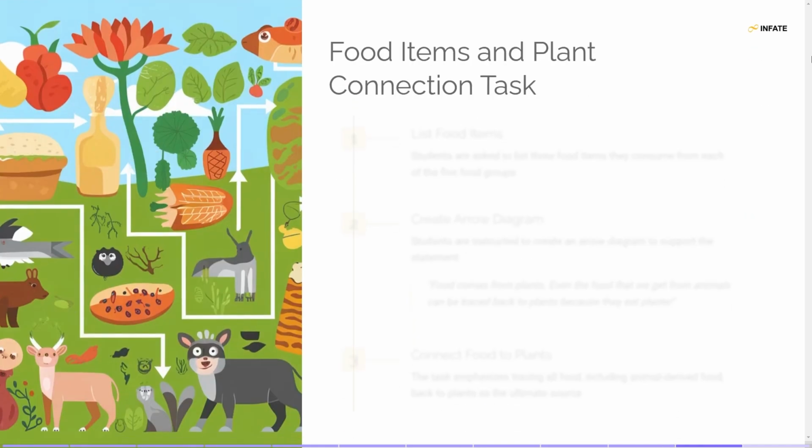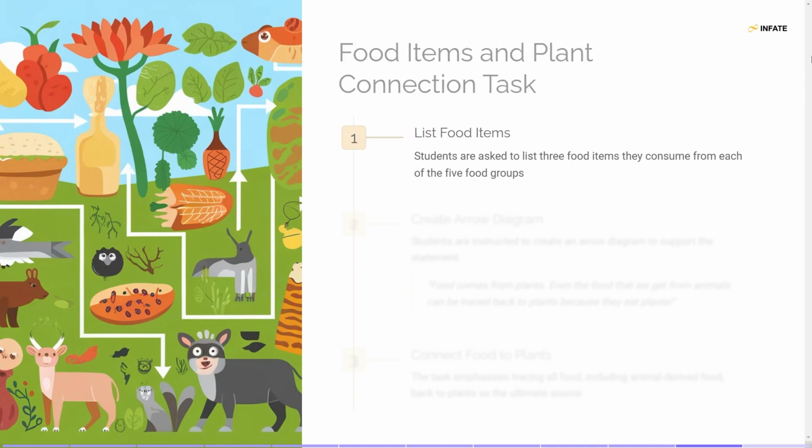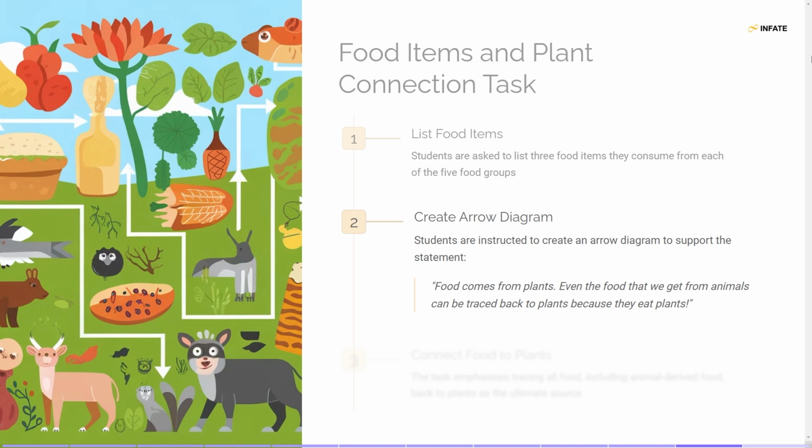Slide 11, Food items and plant connection task. This slide outlines a student activity to understand the connection between food and plants. 1. List food items. Students are asked to list 3 food items they consume from each of the 5 food groups. 2. Create arrow diagram. Students create an arrow diagram to support the statement, food comes from plants.